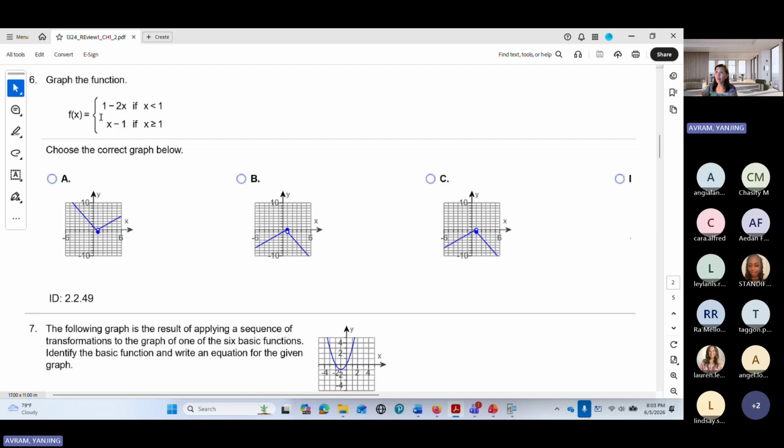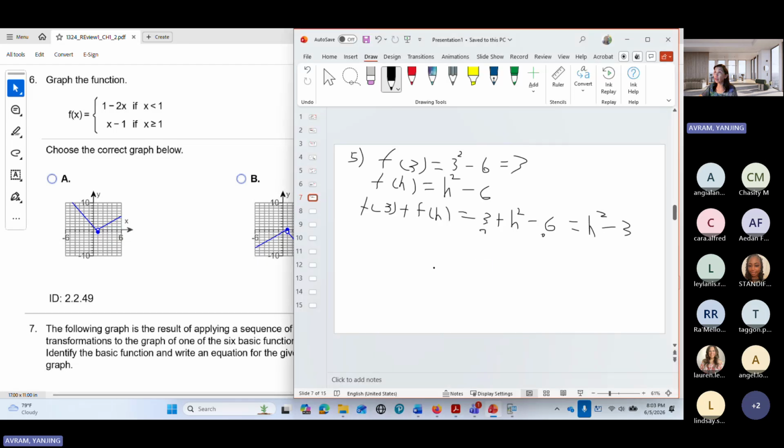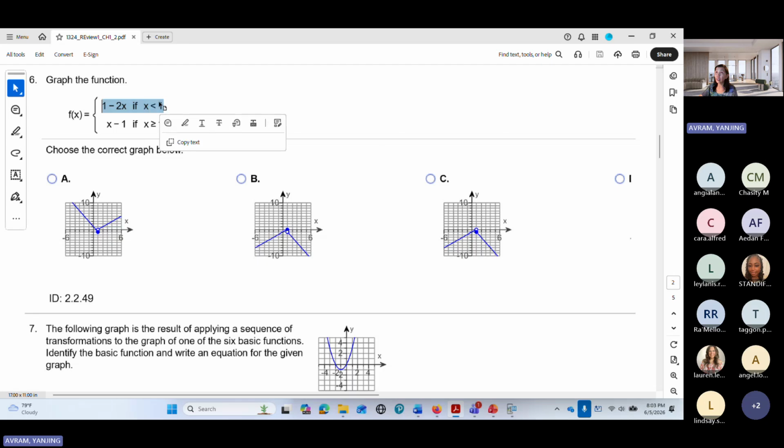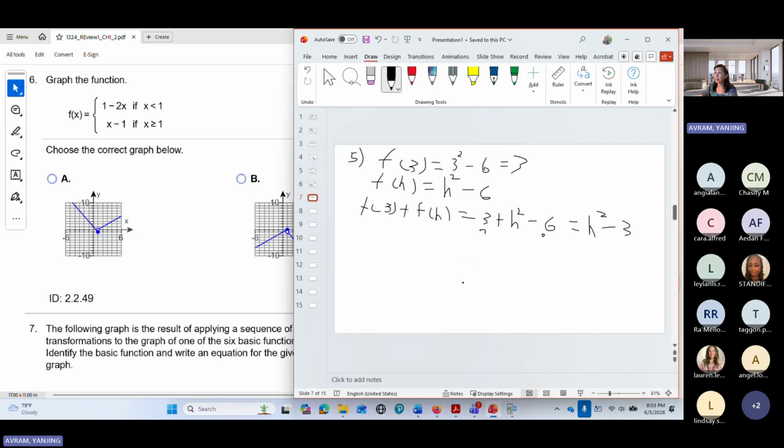Okay. This is called a piecewise function. So why do they call it piecewise? Because for the first function, x is only less than 1. Okay. For the second function, x can only be greater than or equal to 1. So that means you have to put it into two graphs and then combine them together. Okay. All right. So let's see how we graph this one.